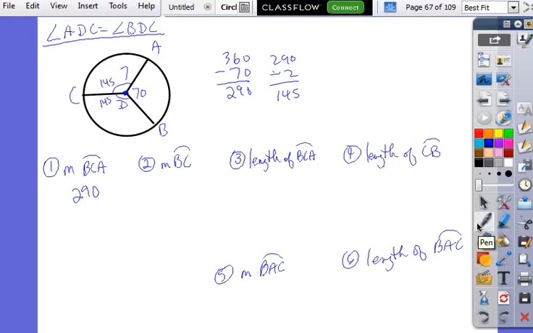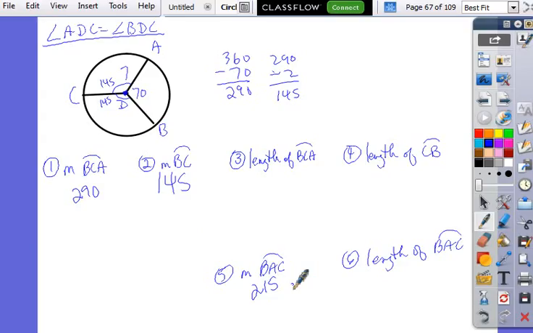Now, I'm going to go ahead and do this other one down here that's got the measure, number 5. How much is BAC? Yep. Because what am I doing? I'm taking the 70 and the 145 right there and adding those up. So I've done all the ones that have the degrees. What do all the rest of them ask me for?